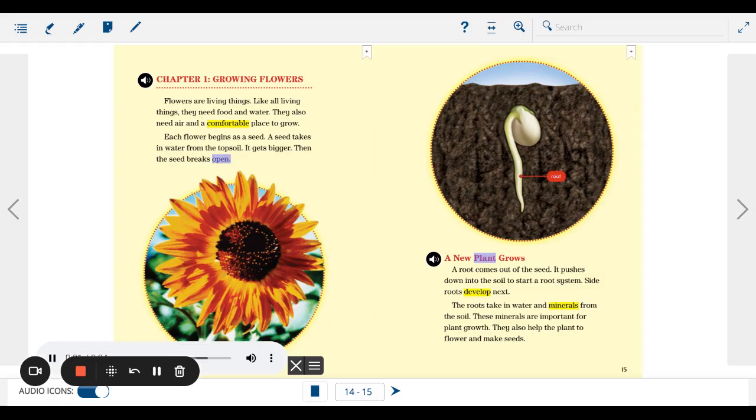A new plant grows. A root comes out of the seed. It pushes down into the soil to start a root system. Side roots develop next. The roots take in water and minerals from the soil. These minerals are important for plant growth. They also help the plant to flower and make seeds. Root.